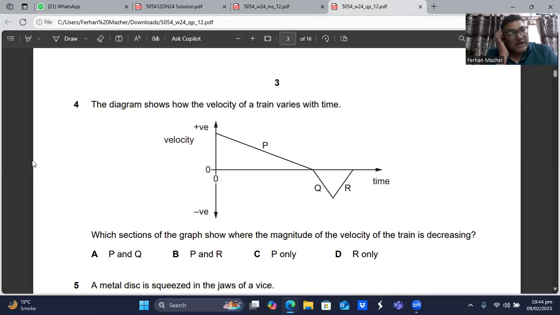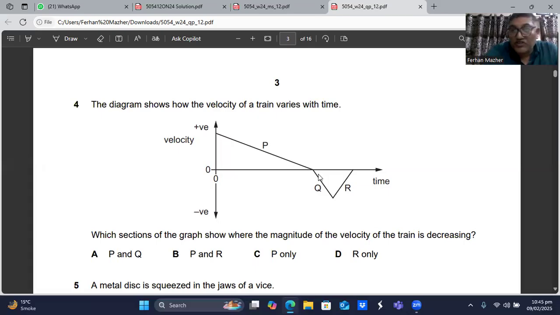Which section of the graph shows where the magnitude of the velocity of the train is decreasing? Here the velocity is in the positive section. Here the velocity is in the negative section. Here you can see as the time is passing by, the graph is coming down, which means that the velocity is decreasing. Here the velocity becomes 0. And here again, the velocity starts as negative. Negative means its direction has changed. The train is now moving in the opposite direction to the direction it was moving in the first section.